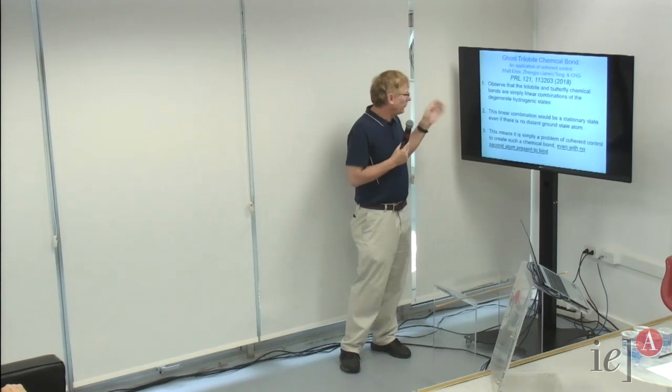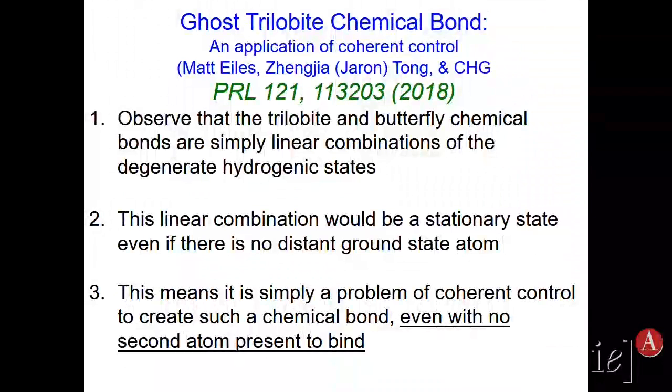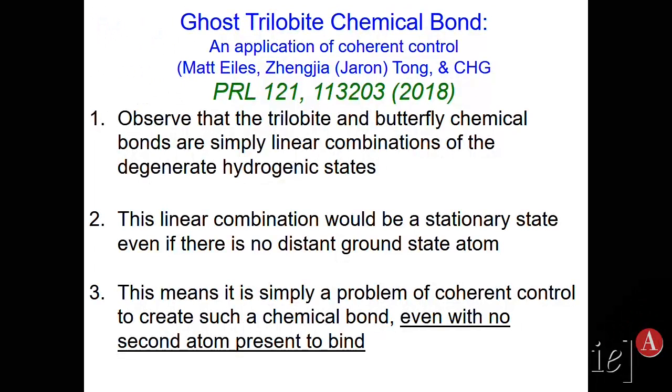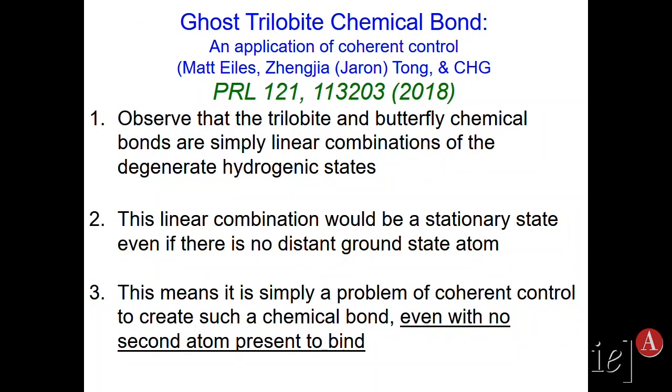So what occurred to us is maybe it's possible to create this trilobite chemical bond between a Rydberg atom and a distant ground state atom, to recreate that even if that atom is not there. And that was our goal, to see if we could do that, if we could find a sequence of field pulses that would engineer this quantum state. So it's like making a chemical bond without another atom there to bind to. And we were able to do that.